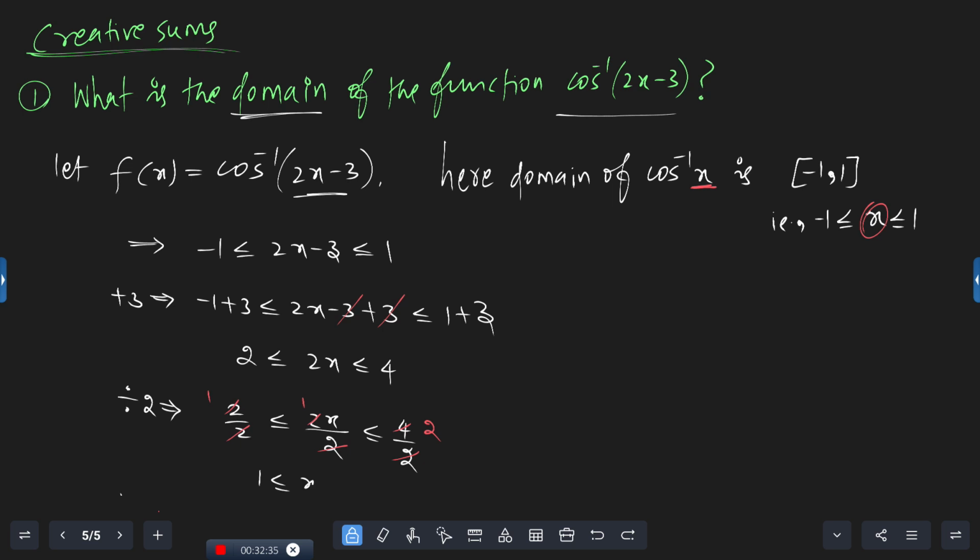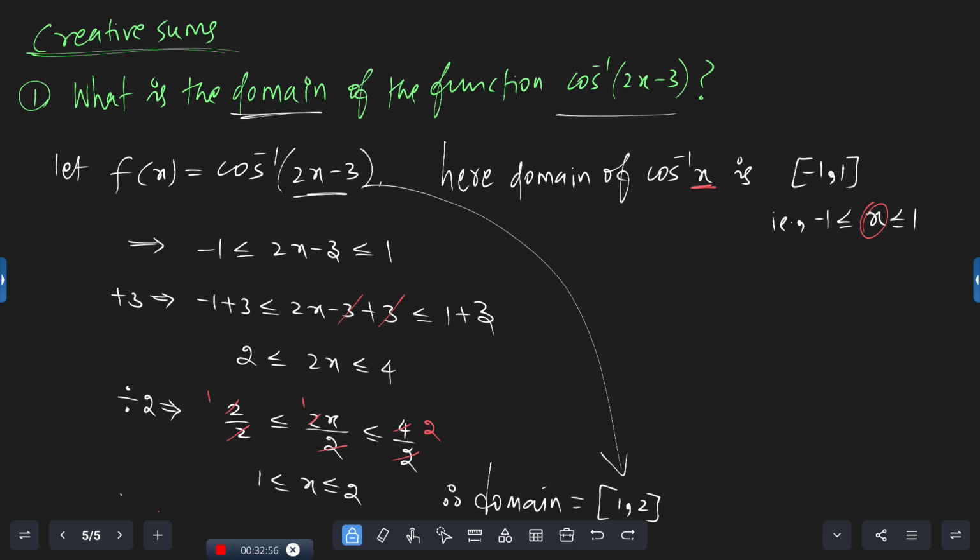1 less than or equal to x less than or equal to 2. Then what is my domain here? 1 comma 2 in the closed interval. Therefore, the domain is equal to what? 1 comma 2 in a closed interval. This is for 2x minus 3. If they ask for the domain, this is your final answer.